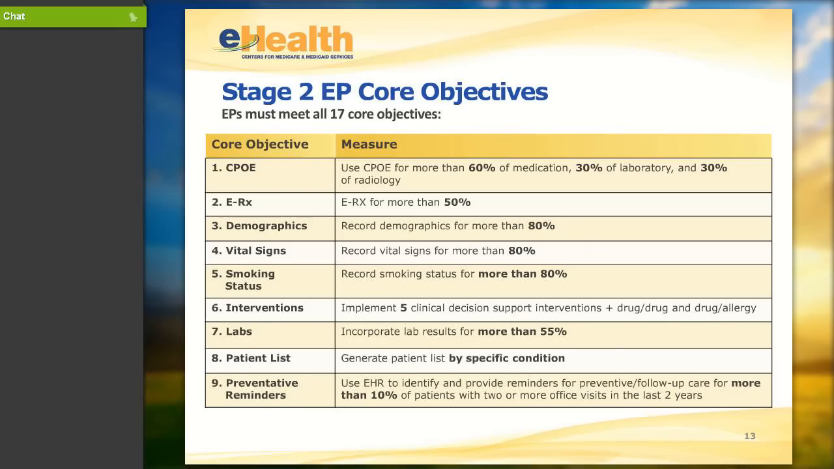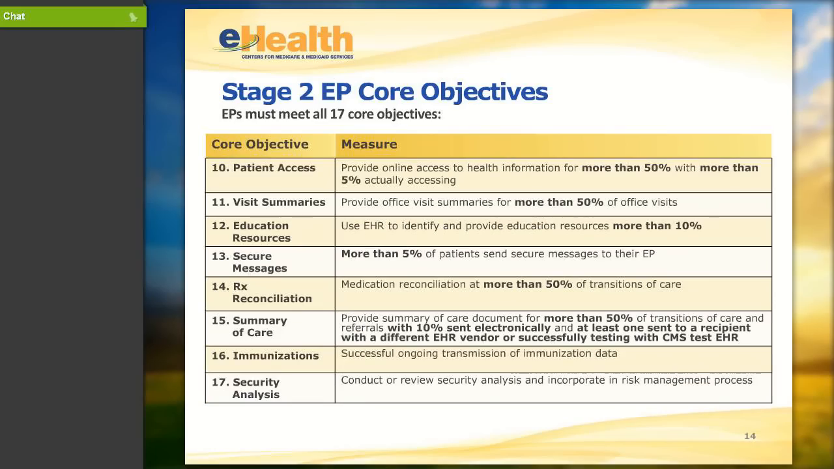So if we look at the next page with core objectives, you'll see core objective number 10, which is providing online access, patient access to health information, and core objective number 15, which is providing a summary of care document with transitions of care and referrals to the next provider of care. Both of those objectives require sending a problem list, a med list, and med allergy list as part of it, which means you as a provider would have to continue recording those elements. We're just not measuring them as separate objectives.